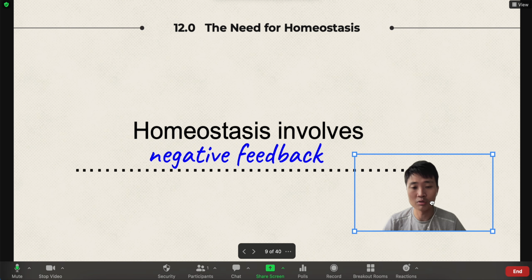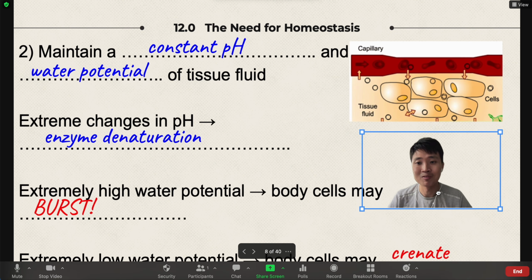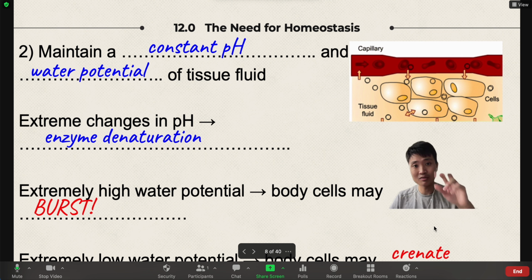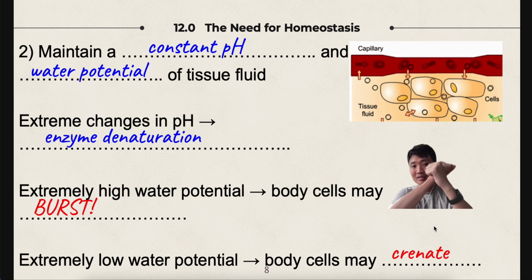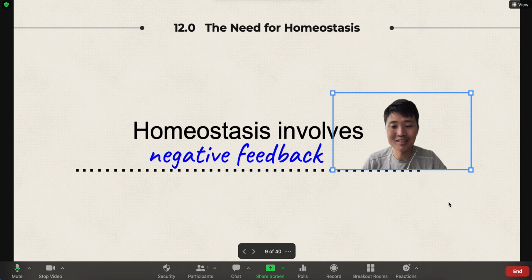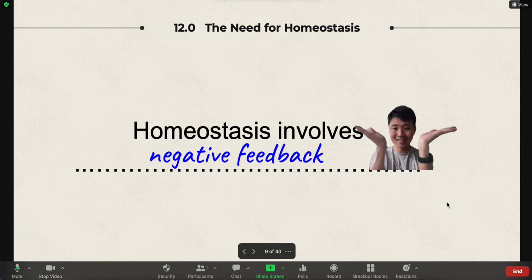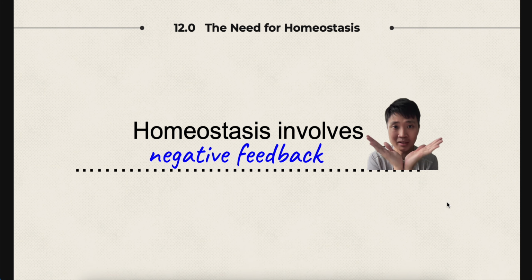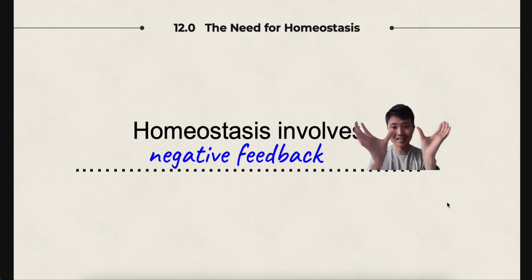So, long story short, we need homeostasis for two reasons: to maintain a constant temperature, as well as to maintain the pH and water potential of your tissue fluid. As mentioned yesterday, homeostasis and negative feedback must always appear with one another. Remember that bio is the art of accuracy and inquiry, so you must be accurate and ask a lot of questions. So, homeostasis and negative feedback.